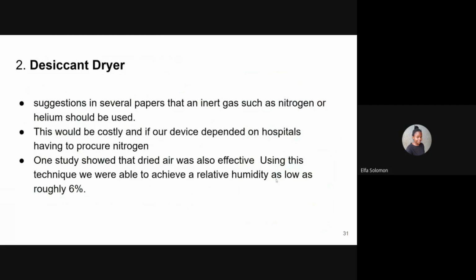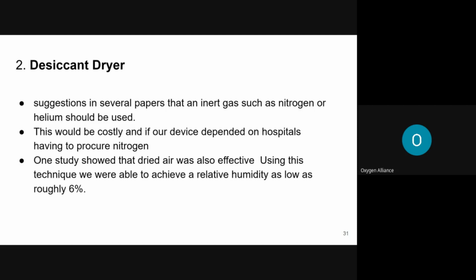Now let me let my colleague Maui Lungu talk through the desiccant approach. Thank you very much, Effa. So as she has explained, we tried two different approaches on reducing the relative humidity. And the second approach that we tried out was the use of dry air.